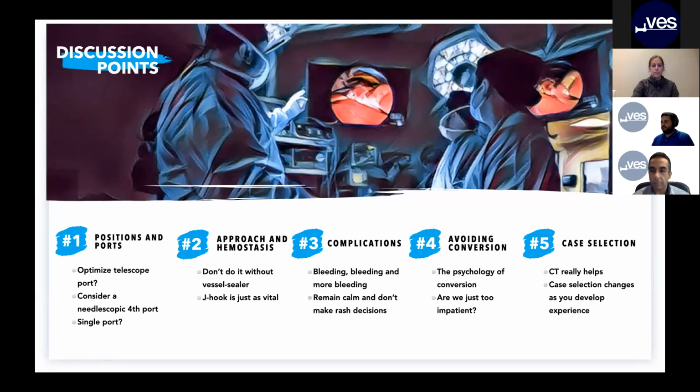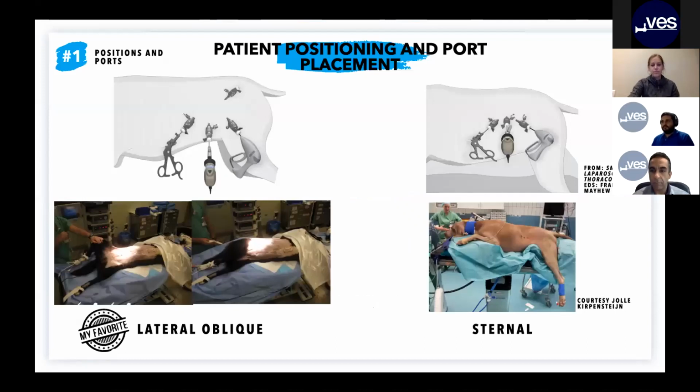I'll show you a couple of examples that are perhaps interesting conundrums that you might come across. All right, so what about positioning the patient and port placement? A couple of different choices there. I'm a big fan of the lateral oblique kind of position. I put my dogs like you can see in the bottom left-hand corner.